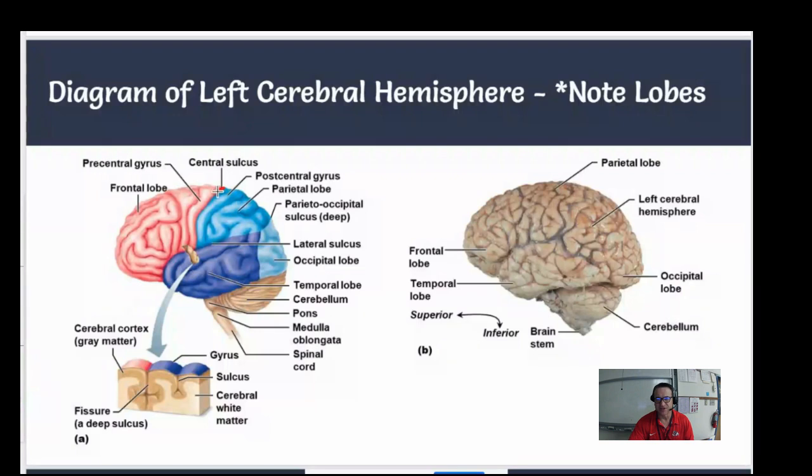And just a diagram of the left cerebral hemisphere. So once again, here's your central sulcus, a shallow groove, separating the frontal lobe here in pink and the parietal lobe here in blue. And don't forget that just in front of, or anterior to, the central sulcus right here is the precentral gyrus, a bump, a gyrus. The precentral gyrus, that is where the primary motor cortex is located. So all your voluntary skeletal muscle movements will originate right here in your primary motor cortex.